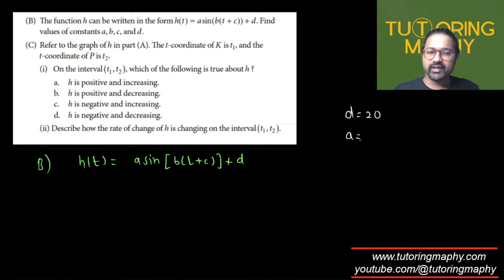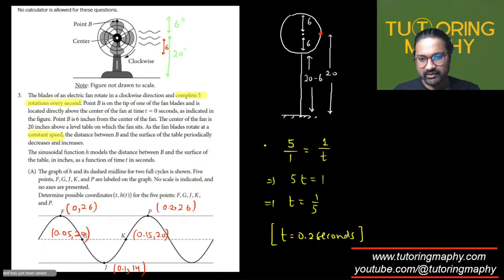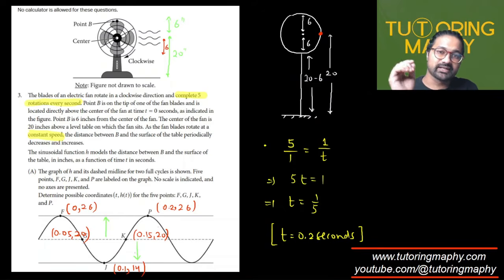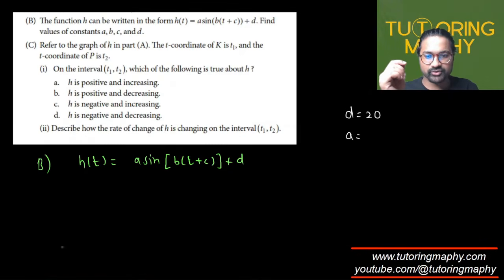And then the value of a is very easy to find, because a is the amplitude, the distance of the midline to the top, or the distance of the midline to the bottom. If I go back, the distance of the midline to the top is 6 units, and the distance of the midline to the bottom is also 6 units. It means that the amplitude A, because A defines amplitude, is 6 units. So I'm going to write 6 over here.